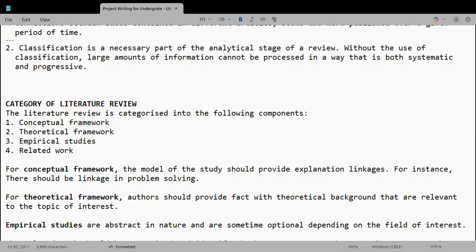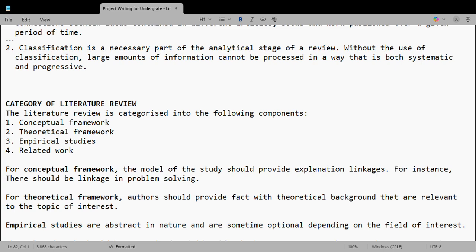There are 4 points that can be used to classify our literature review, and most importantly, it is a norm when you are writing a literature review. The first one, you have to consider the conceptual framework of your study.